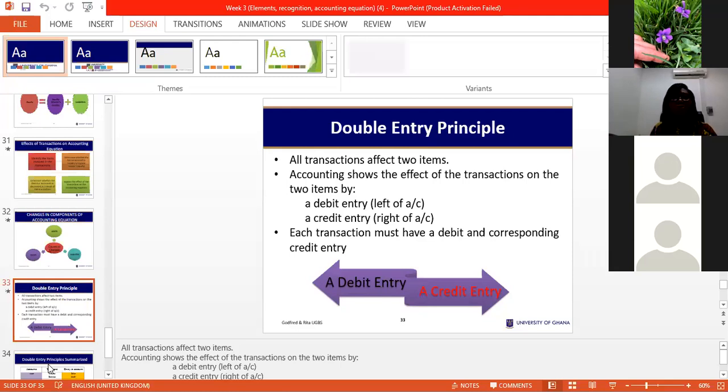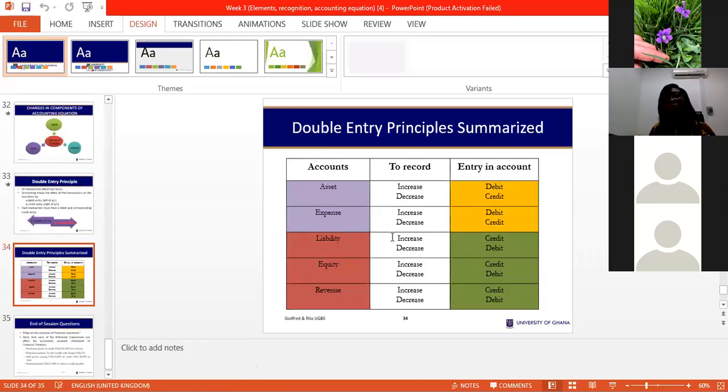Now, these are basic rules you have to know. Anytime an asset is increasing, you debit it. I've already shown you the debit is always on the left, your left hand, so you will never go wrong. The credit is always on your right hand. So even if you forget anything, you know that the debit is always on your left hand and the credit is always on your right hand. Anytime assets are increasing, in recording them, you debit. Anytime the asset is decreasing, you credit it.